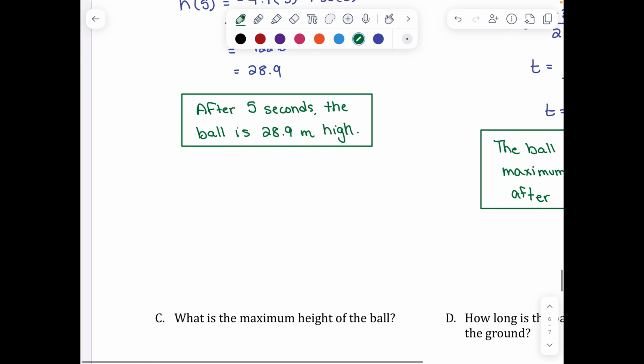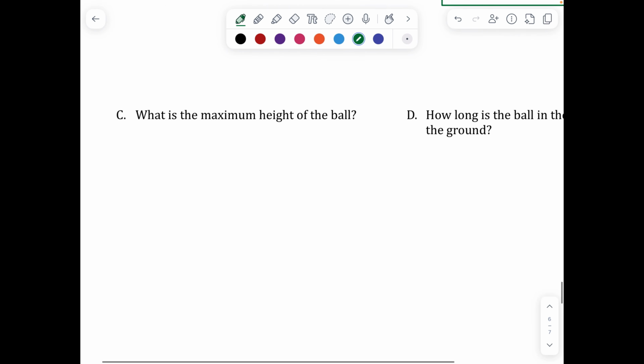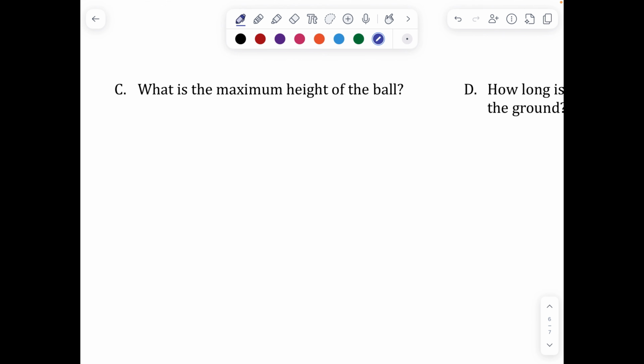So let's go ahead and look at C. So now we want to know what the maximum height of the ball is. So it reaches that maximum height after 3.06 seconds. So now all we have to do is substitute in 3.06 for t. So say the height at 3.06 seconds is equal to negative 4.9 times 3.06 squared plus 30 times 3.06 plus 1.4.